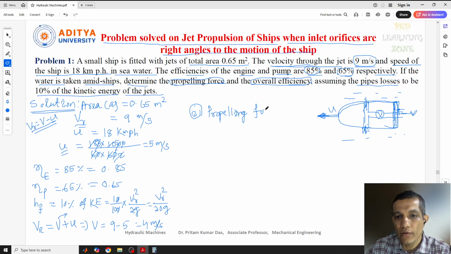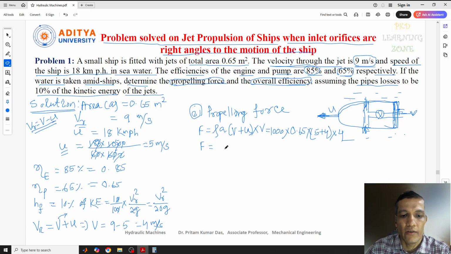So the formula for this propelling force is F equal to rho A V times (V plus U). Here rho is the density of the fluid, that is water density, 1000. Area is already given in the question, 0.65, into V plus U, that is 5 plus 4, into V, which is 4 meter per second. So finally we can calculate this value.